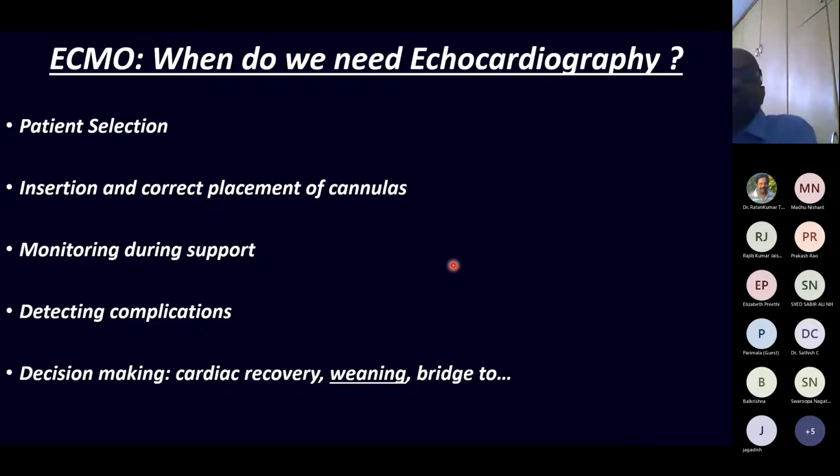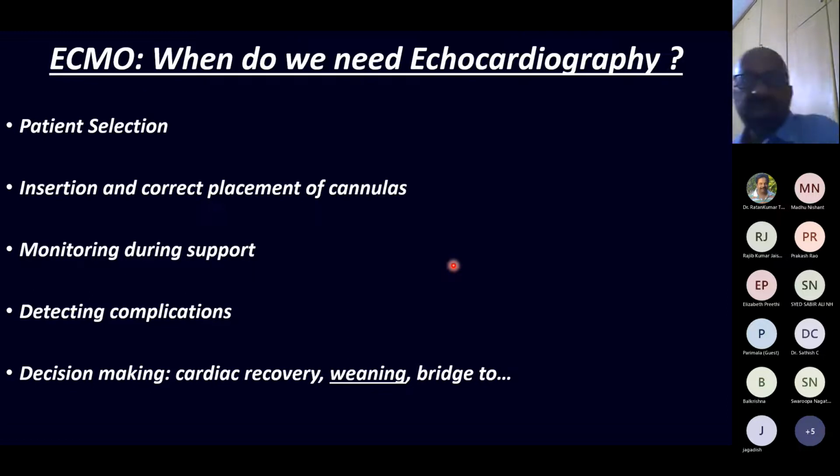So coming to the role of echocardiography in ECMO, we need to use echocardiography in terms of patient selection. For example, you need to look at what is the cardiac condition, whether the patient needs VV ECMO or VA ECMO. Not only that, is there any contraindication for arterial cannulation? For example, aortic regurgitation, presence of atrial septal defect, etc., must be clearly delineated before we institute these invasive techniques.